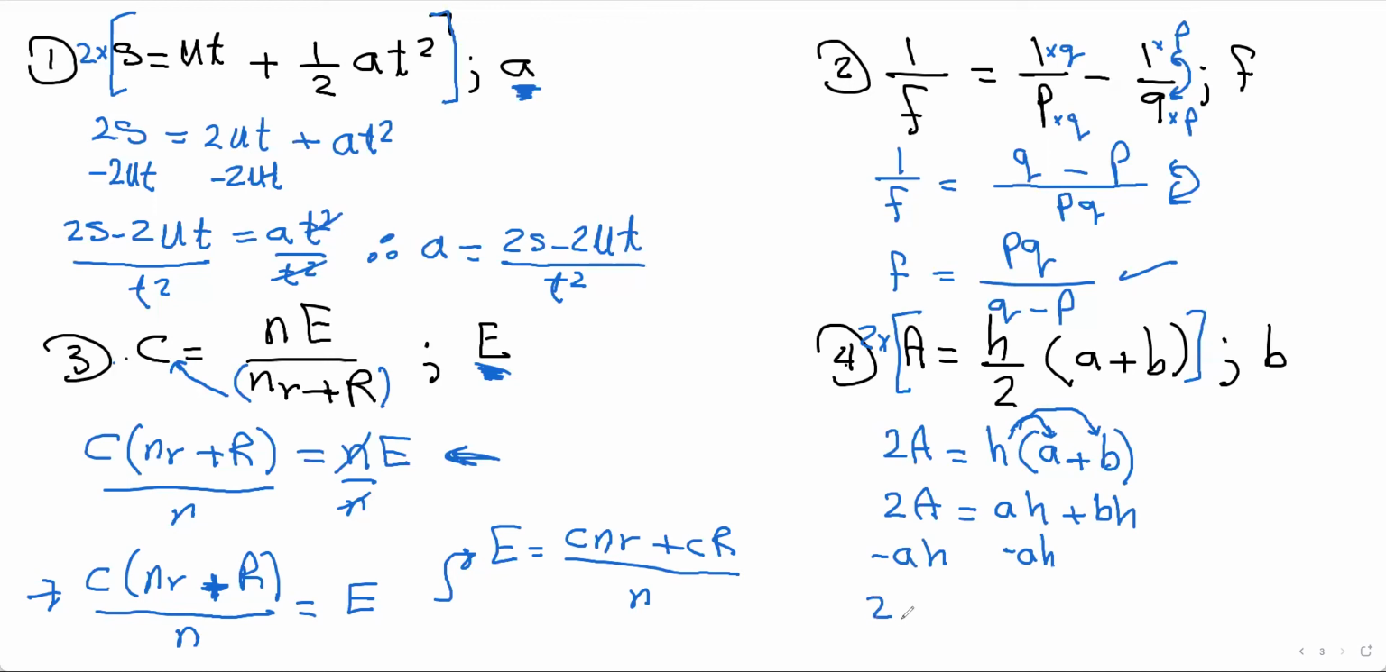And I will have 2A minus AH equals, that will cancel, BH. And since I want to solve for B, then I'm going to divide both sides by H, and that's going to give me B equals 2A minus AH over H. And make sure you don't cancel this H with this H. You're not allowed because of the minus sign right here.